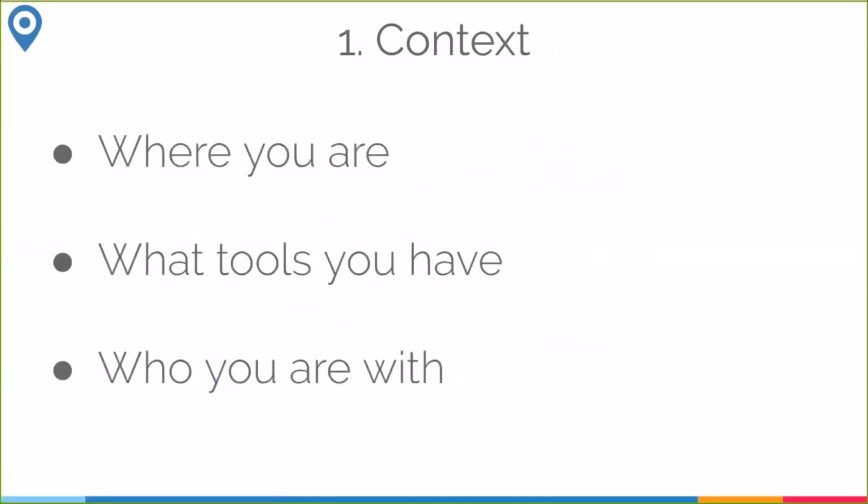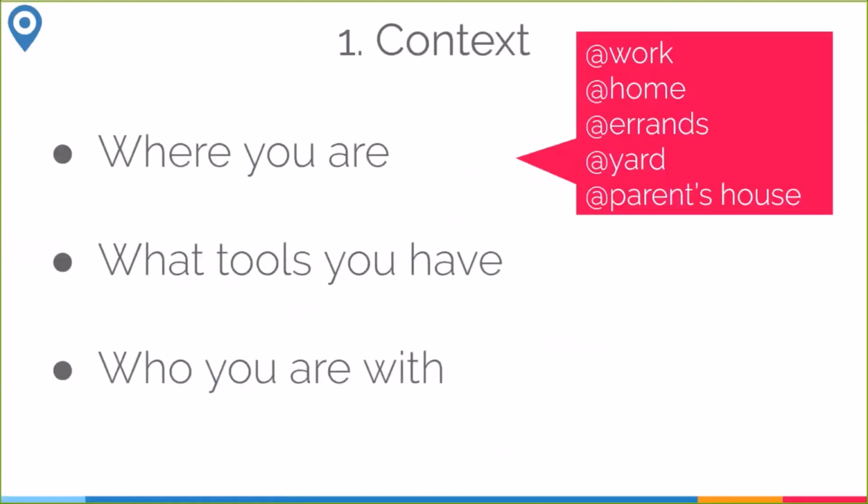So the first of those steps is context. And you can think about context in different ways. A very common way to think about context is where you are. A lot of people use GTD both for their work tasks and their home tasks. So it's very common to have context associated with those tasks in your to-do list of work or home.